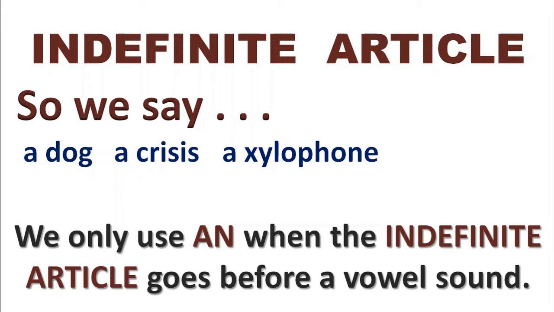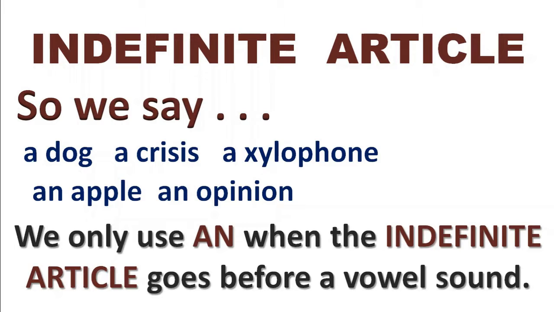But if something starts with a vowel sound, we use an. An apple. Apple starts with the vowel sound a. Or we might have an opinion. Or we might have an X. Now this is a bit strange. The letter X is of course a consonant. But when we say it out loud, it starts with the vowel sound X. So we might use the sentence, the word xylophone begins with an X. And when we say X, we begin with E.